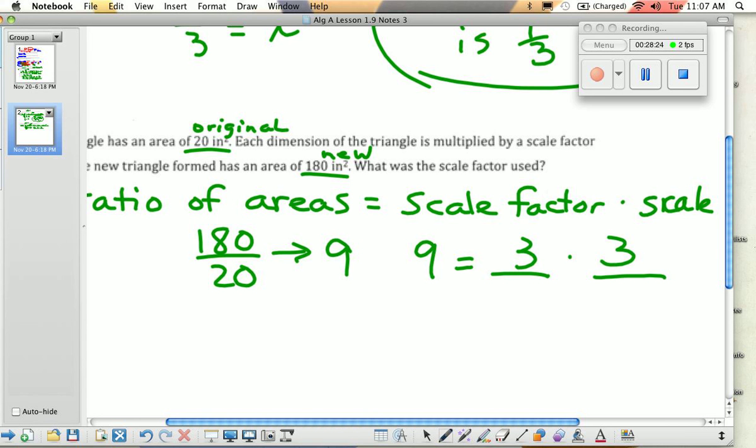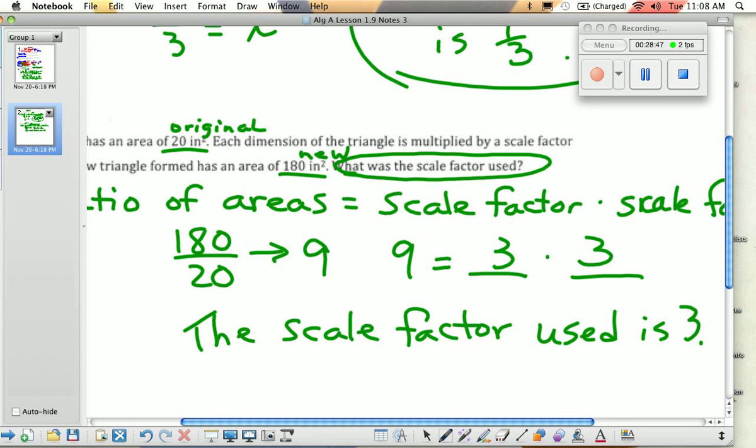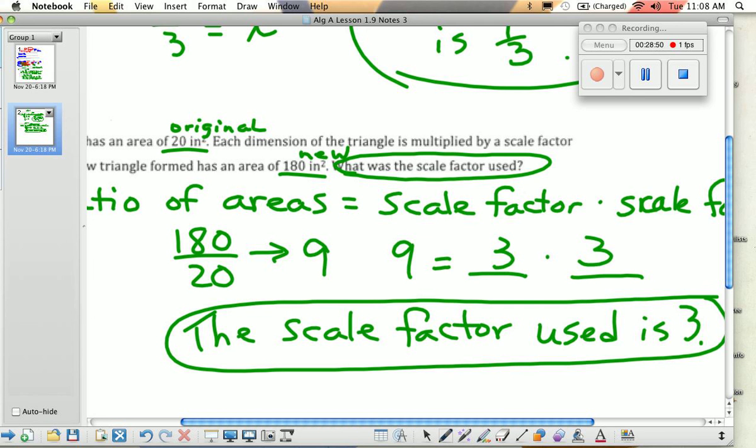And what was the question we were asked? What was the scale factor used? 3. The scale factor used is 3. That's our final answer. We had to do some stuff to get it, but we did. It got 9 times bigger, but that doesn't mean the scale factor was 9. It means that it was whatever times itself is 9. So the scale factor turns out to be 3, not 9, even though it got 9 times bigger.